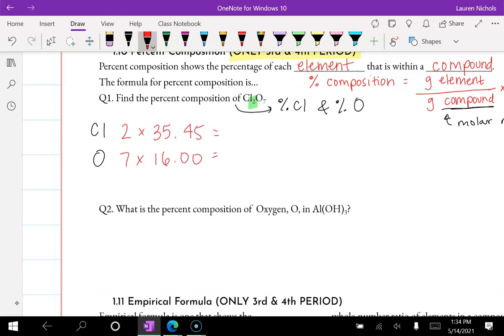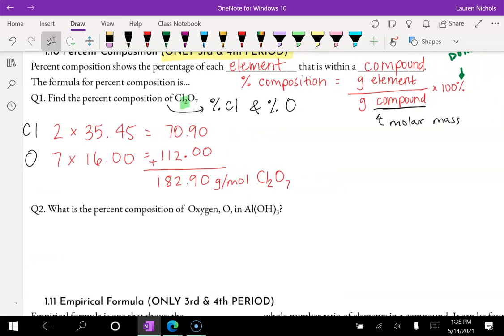So we use our calculator to multiply. 2 times 35.45 is 70.90. And 7 times 16 is 112. Your calculator doesn't tell you that it's got your 2 zeros as your decimal, but they are there. And we add it all together, and when we do this, we get 182.90 grams per mole of Cl2O7. Now that is our total of our compound.